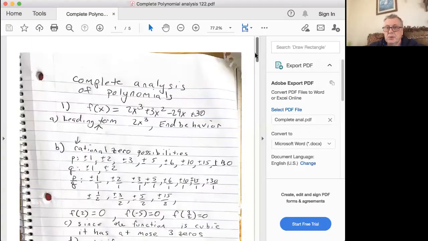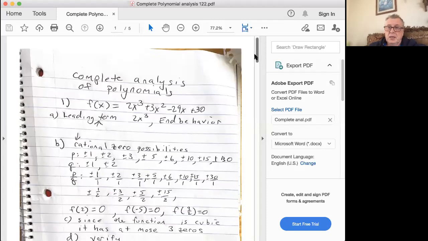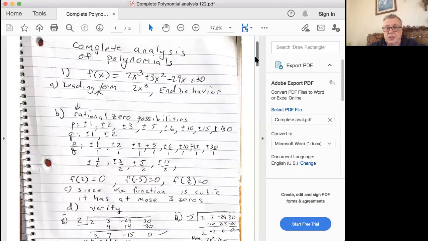Okay, so this was sent along with this video. This deals again with complete analysis. There are several steps. So let's start with example 1. We have f of x equals 2x cubed plus 3x squared minus 29x plus 30.